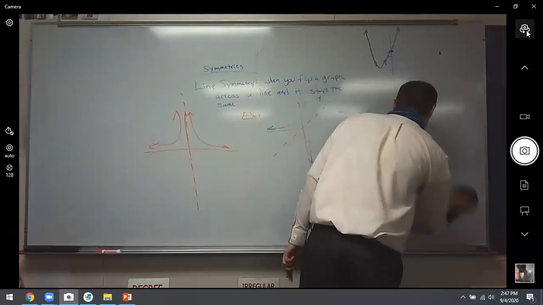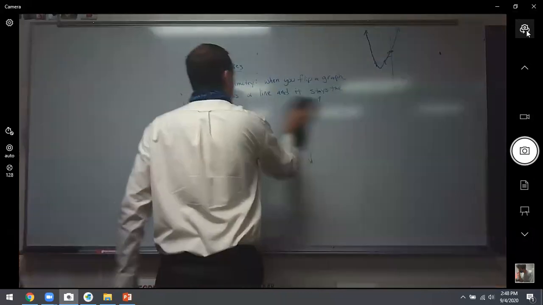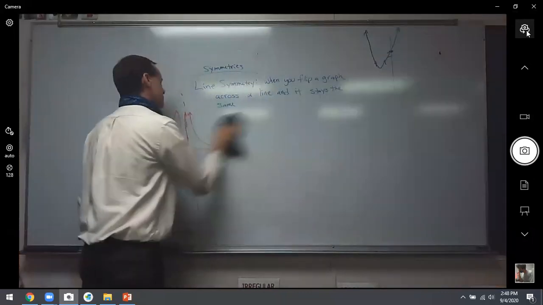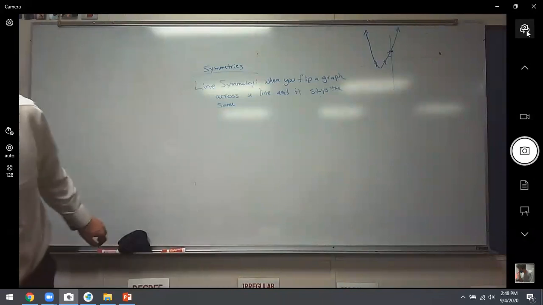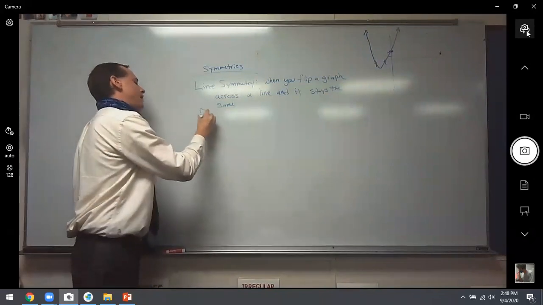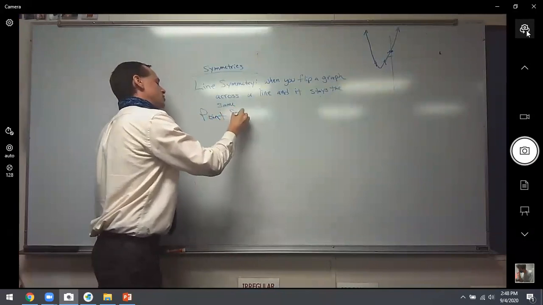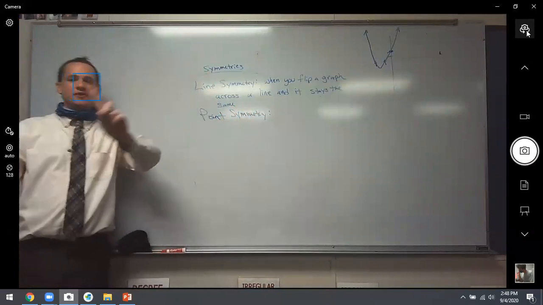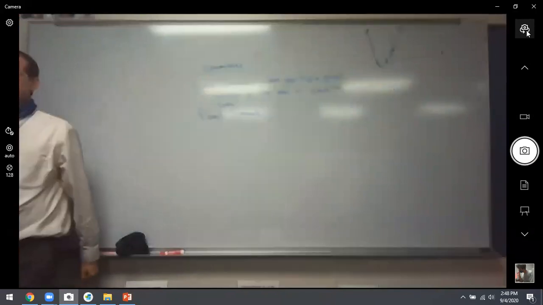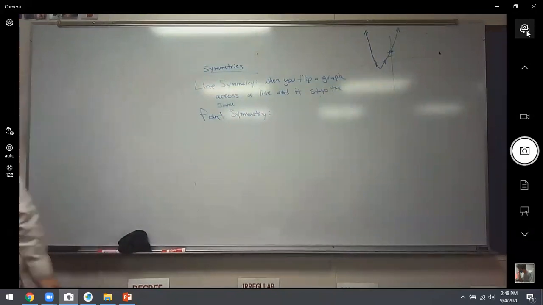Okay, there's that. Now here's another next term. It's the only other major term. There's two subterms, but they're based on this. The other one is called not line symmetry, but point symmetry. And I just want you to copy down the exact same definition, but replace the word line with point. When you flip a graph across a point and it stays the same.